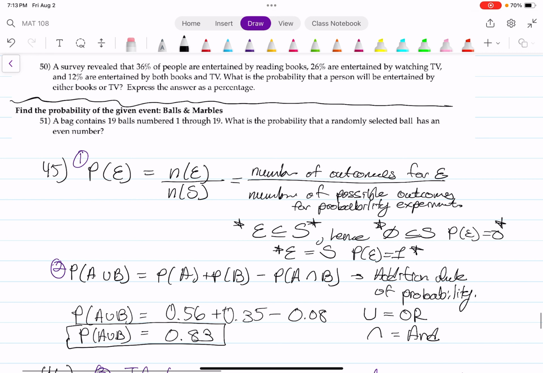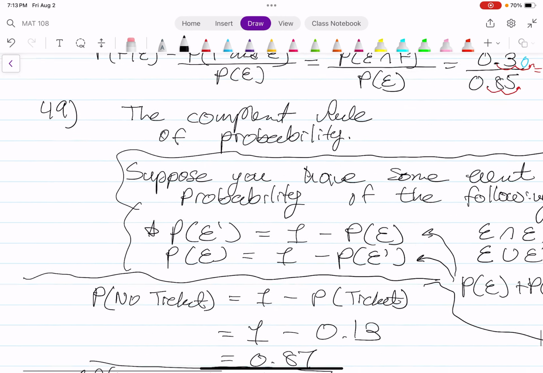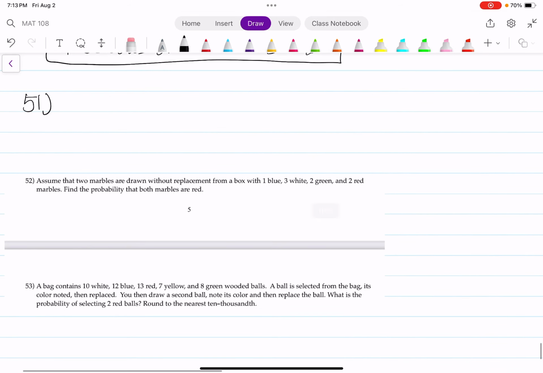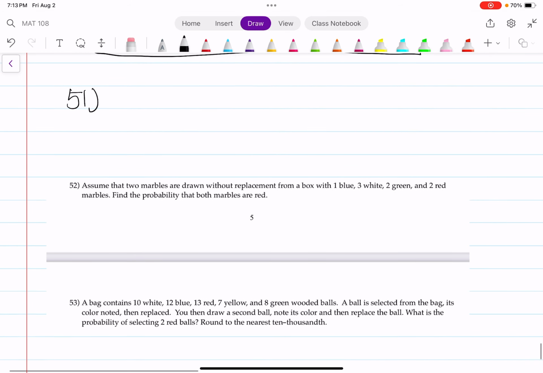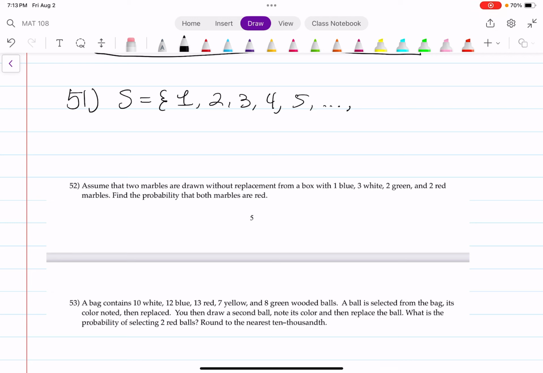So 51 says a bag contains 19 balls numbered 1 through 19. What is the probability that a randomly selected ball has an even number? Okay, this is a simple probability question. We know that our sample space is the set of numbers from 1 to 19, natural numbers less than or equal to 19. So put the ellipsis, stop at 19. And the event is the set of even numbers.